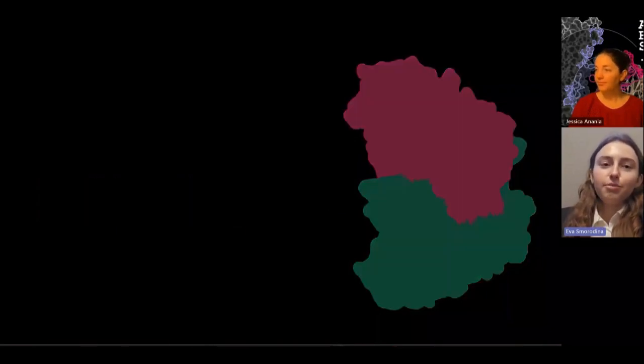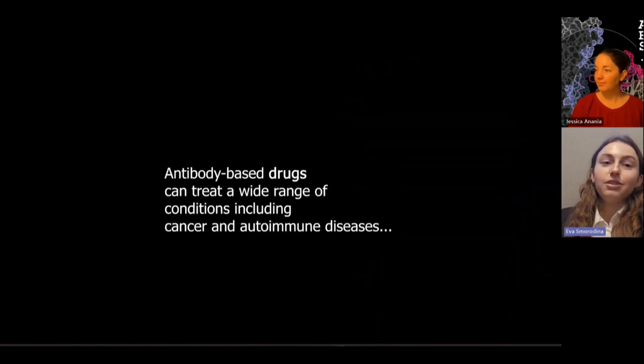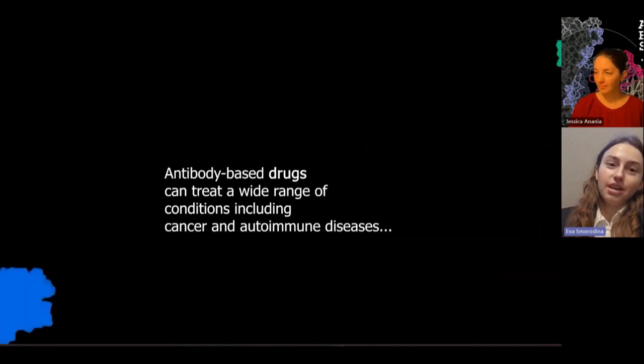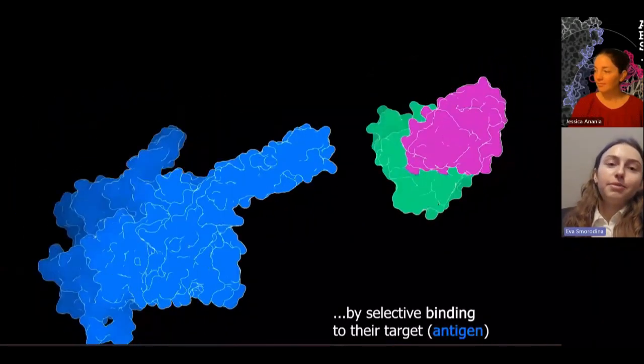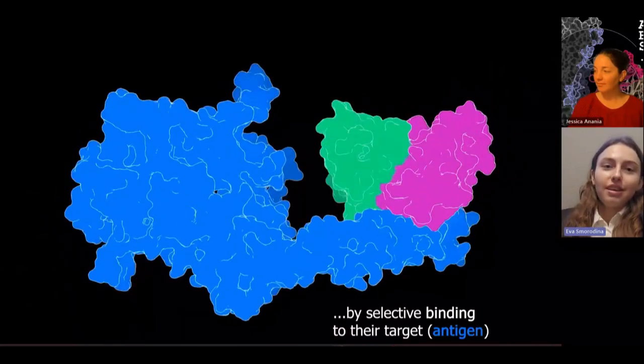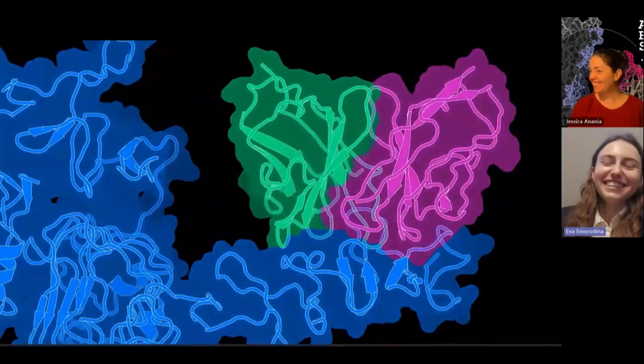CDRH3 regions are especially important for binding. That's why we are so interested in them. And binding is one of the main qualities of antibodies that made them such great drugs. They have a specific and precise binding to antigens. And this binding is what all the companies want. The binding happens in a very specific place, yeah.